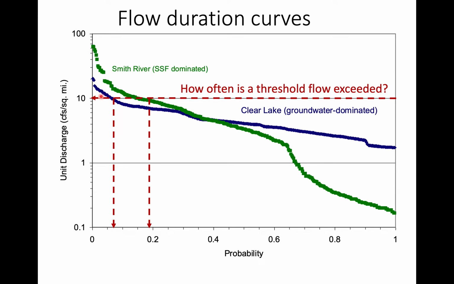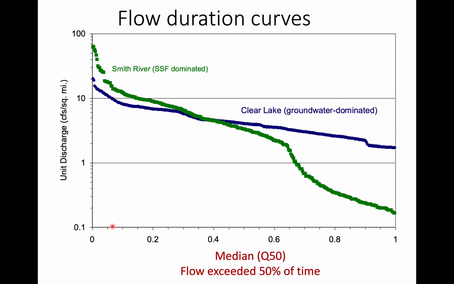In a unit discharge context, it might not make a lot of sense, but you might imagine wanting to know how often flow exceeded the design capacity for a culvert. And so a flow duration curve would let you know that. In this case, if we look at just how often flow exceeds 10 cubic feet per second per square mile, we see that in the Smith River watershed, the green watershed, it's exceeded about 19% of the time, whereas that same flow is exceeded only, say, 7% of the time in the groundwater dominated Clear Lake watershed. So that's the other way we can read these graphs once we have them.